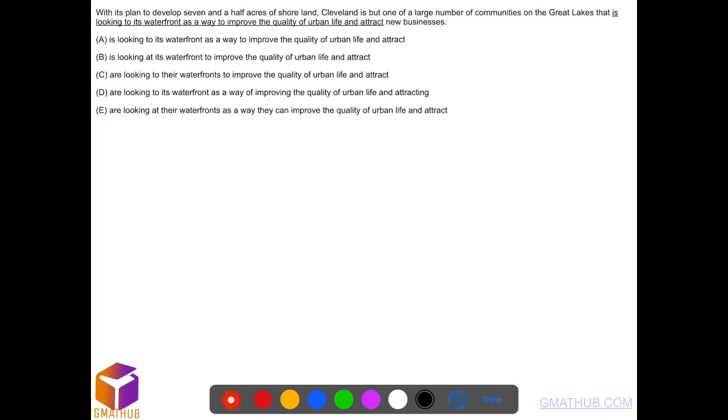So here, first of all, it's looking to versus looking at. Looking at means we're looking at something physically. Okay, so I'm looking at this chair, I'm looking at this table. Looking to means looking forward to something. I'm looking forward to meeting you tomorrow. So looking at is the wrong usage. It's looking to. Second difference is it's versus there.